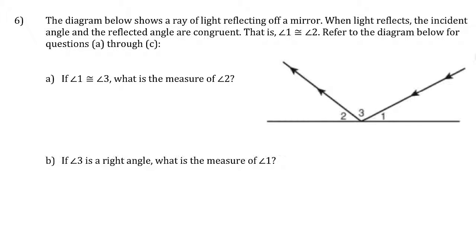Okay, so we got light reflecting off a mirror, and for the whole problem, for parts A, B, C, and D, we know that angle 1 is congruent to angle 2. So I'm going to put little arc marks here to say that angle 1 is congruent to angle 2.